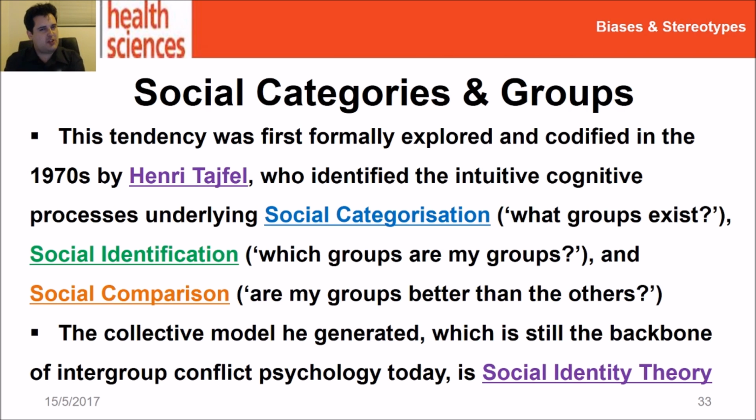And the last stage is social comparison. You can't just let it lie like that. You have to compare your in-groups to your out-groups. Are my groups better than the others? We will make evaluations like that. Sometimes we will say, no, other groups are better than us, but we are very biased in favor of saying yes because of our self-serving biases. We want to think the best of ourselves and our in-group members.